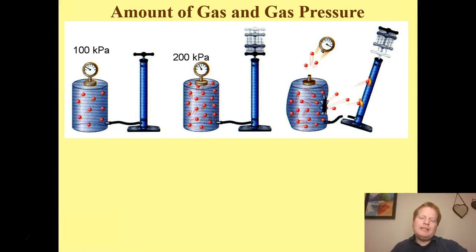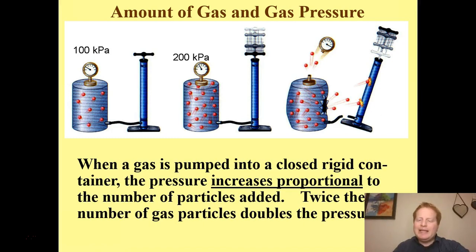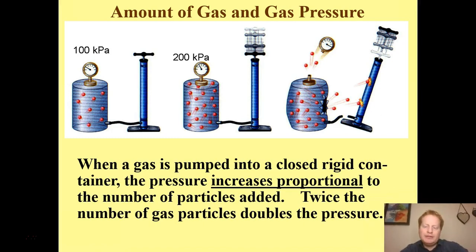And notice how this has to be, so this is defined as when a gas is pumped into a closed, rigid container, the pressure increases proportional to the number of particles added. So this only works in a rigid container. If this container was flexible or like a balloon or something, it wouldn't work because the balloon would be getting bigger and the pressure wouldn't be able to mount as much as in a closed, rigid container. So some of these things have very specific rules. We also didn't change any other variables. We only changed number of particles and pressure changed.